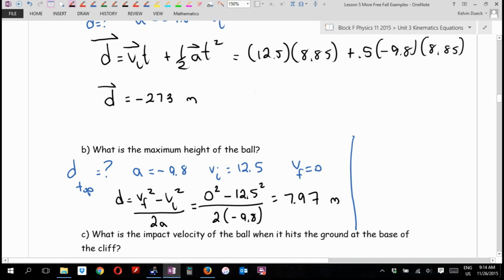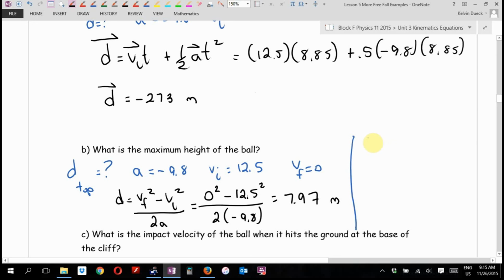And this is wrong. I'll pause and see if anybody can spot why this is wrong, how this question is different from the previous one that we did. Connor. We're standing on a cliff. What we have just found is how high it went above the thrower, 7.97 meters. But where was this thrower? On the ground? No. On a cliff?